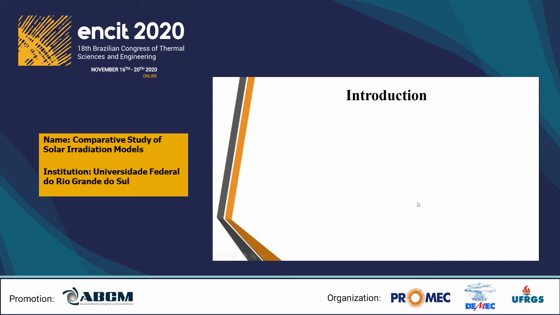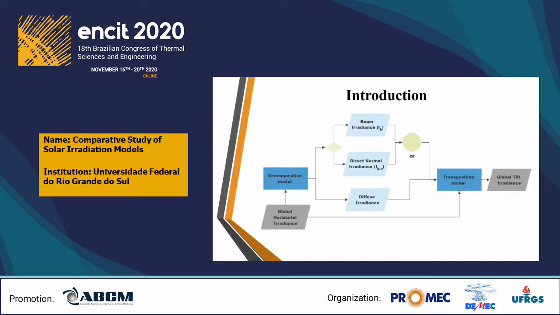By implementation of models, it is possible to determine the global irradiance on a tilted surface. The decomposition model uses the global horizontal irradiance to break it down into the direct and diffuse irradiance. Insofar as the transposition model uses these values and the global horizontal irradiance data to establish the solar radiation on the tilted surface.